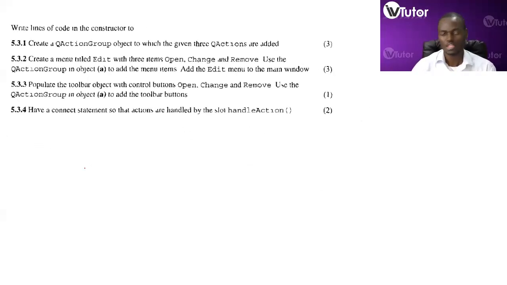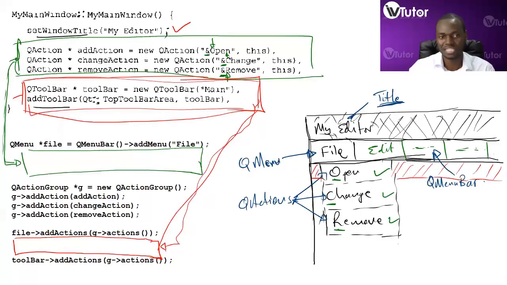Okay, cool. So question 5.3.1 says, create a QActionGroup object to which the 3 given actions are added. This is what we've just done here. Here's our action group, and we have put our actions in our group. That is all they want. So this part is 5.3.1. Make an action group and put your actions on the group. Perfect.